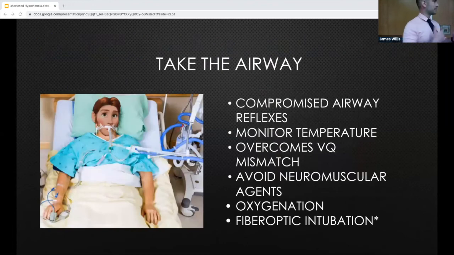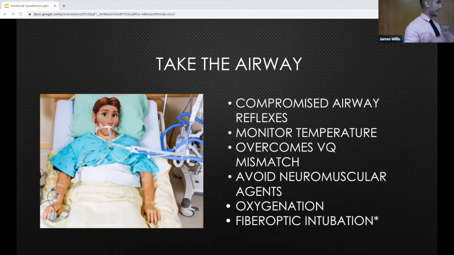And so we should be taking the airway in these individuals. The reason being, we discussed a little bit already that they'll have some cold-induced bronchorrhea, they'll have viscous secretions because of decreased ciliary function, but also as they get colder, they'll lose their airway reflexes. And so this is a way of protecting the airway. It'll also allow us to monitor their temperature with esophageal probes.